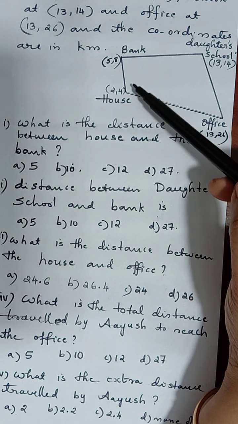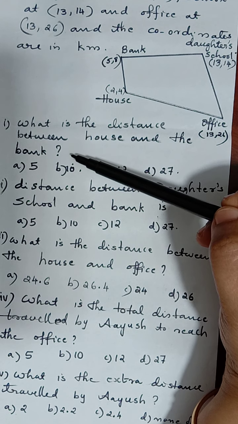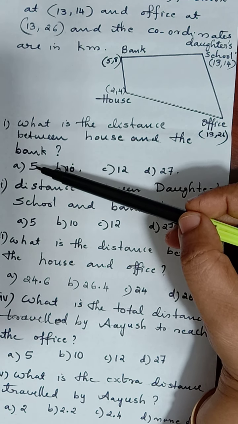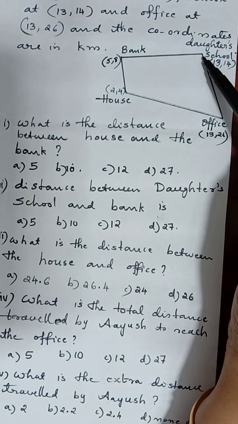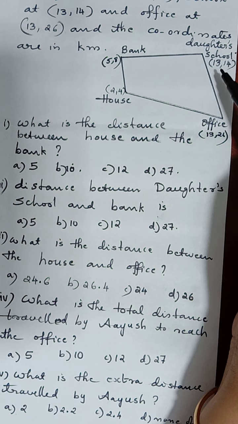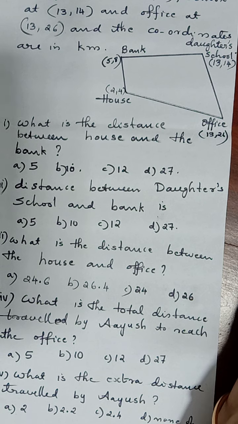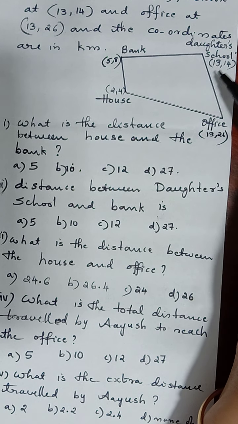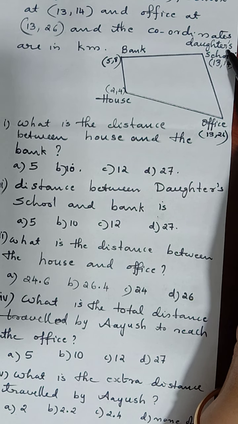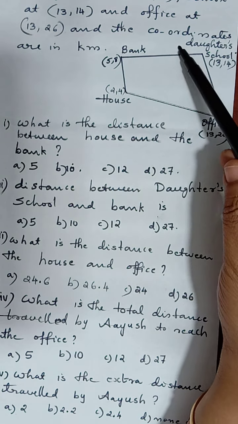So first we have found out already the distance between house and bank. That is the first answer. We got it as 5 kilometers. Then we have the distance between daughter school and bank, again the second straight line. That is equal to 10 kilometers. Then daughter school to office, that we haven't found out. The third question was the house and office distance. That is not relevant here. Here we have to find out the daughter school and the office distance, and we have to add these three values.